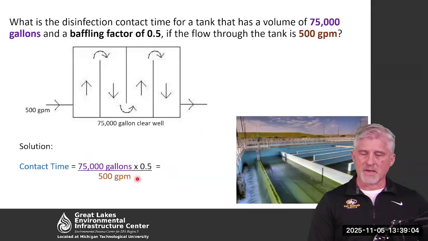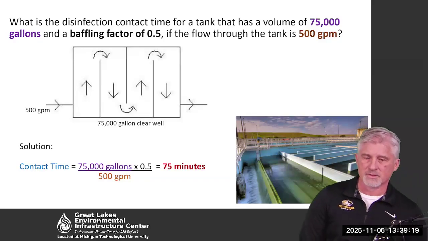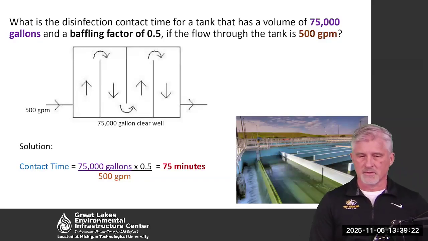So you can imagine, we'll do this answer, but if this number is higher, that means we're going to have a larger number on top. And if that number is lower, it's going to have a lower number on top. So that definitely affects our answer. If that answer was 1, we'd have 150 minutes worth. So in this case, it's 75 minutes worth of contact time.